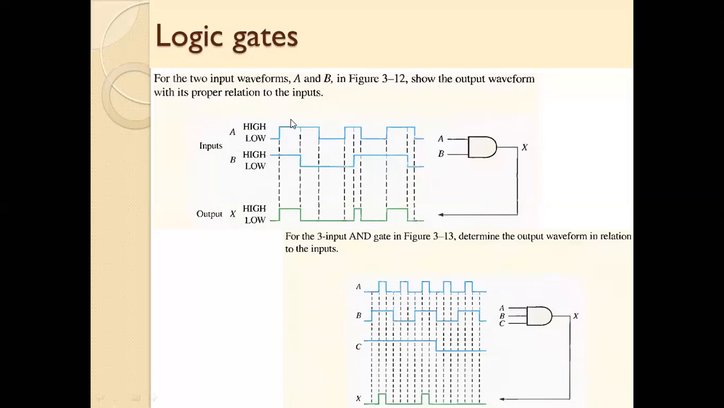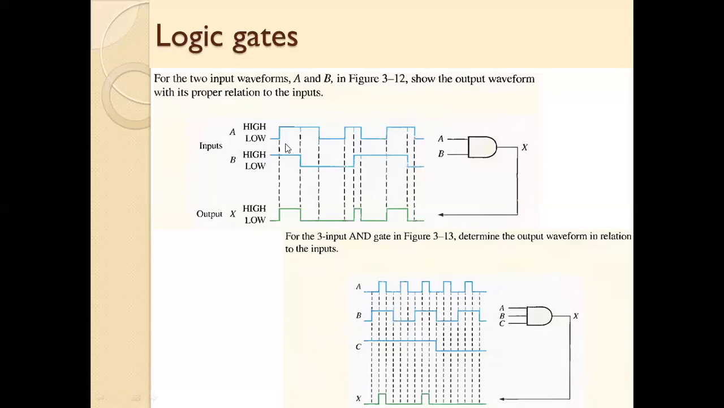So 1, 1, the output would be, please reply. If there is 1, 1 at the input, the output would be one, high. And if there is low, high, the output would be low. If there is low, low, the output would be low. If there is high, low, then the output would be low. If there is high, high, that is 1, 1, the output would be one, high. Very good.